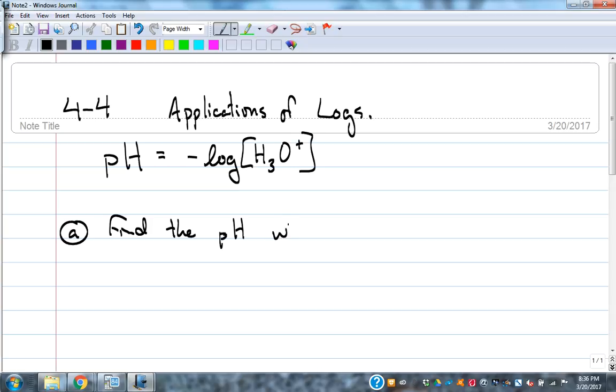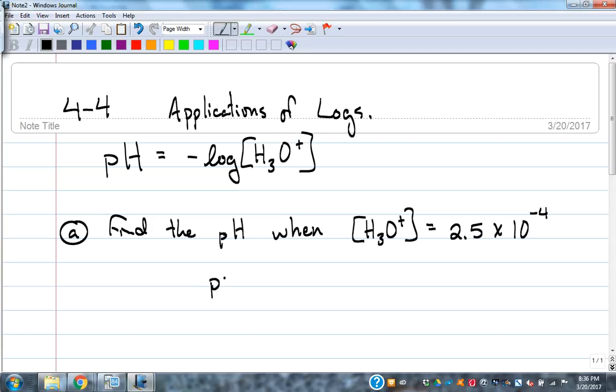You might know what pH is. I remember that from high school. It's the level of acidity in something. So when the concentration of the ion is 2.5 times 10 to the negative 4, I guess molecules of H3O, what's the pH?